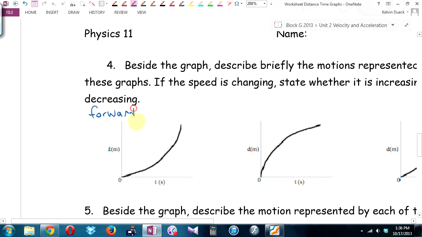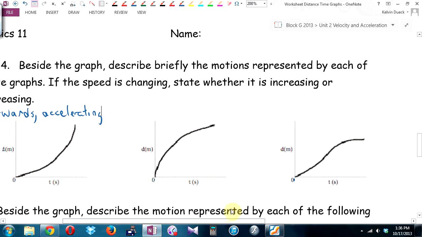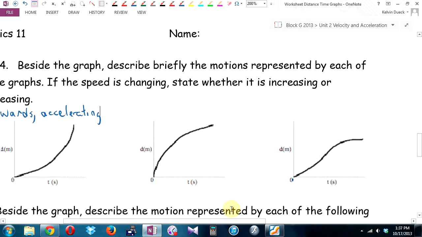Forwards. Now, I'm going to pull out the physics word. We have a physics word for increasing speed. It begins with the letter A. Let's start using that. Accelerating. What about here? Direction. Forwards.